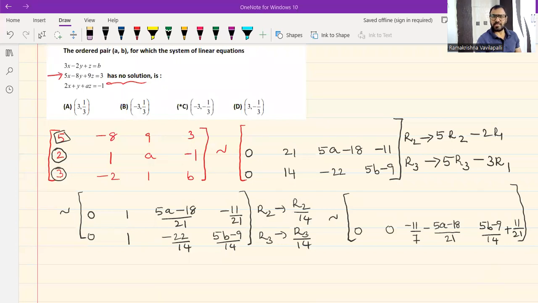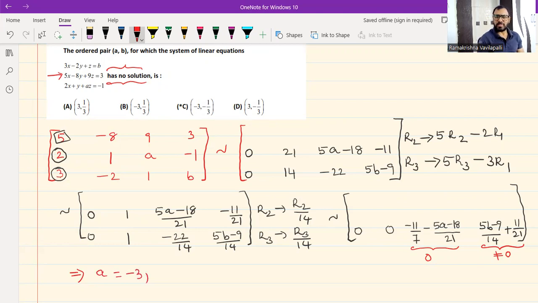So after simplification, the third row elements are like this. Now we want that the system will have no solution. So system will have no solution means in the last row, this must be 0 and this is not equal to 0 for no solution. For infinite solutions, entire row must be 0. So this implies after simplification, you will get that a equal to minus 3.